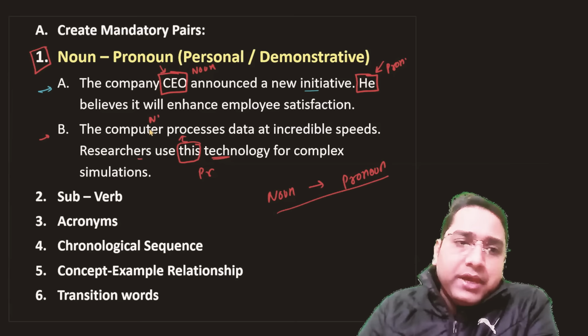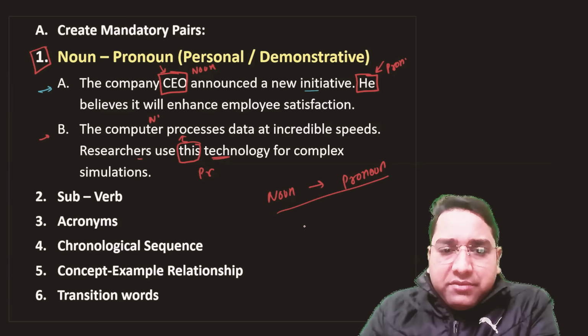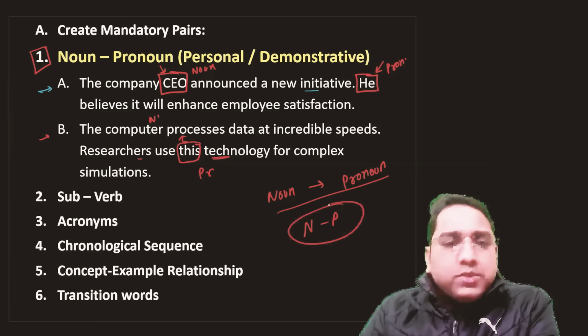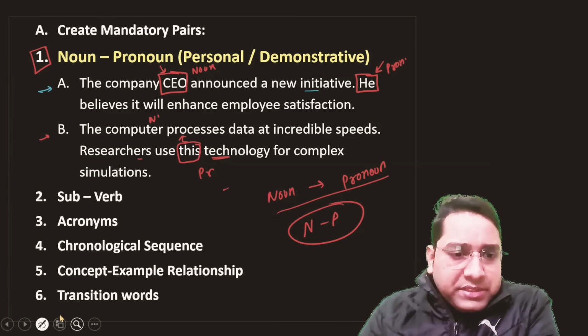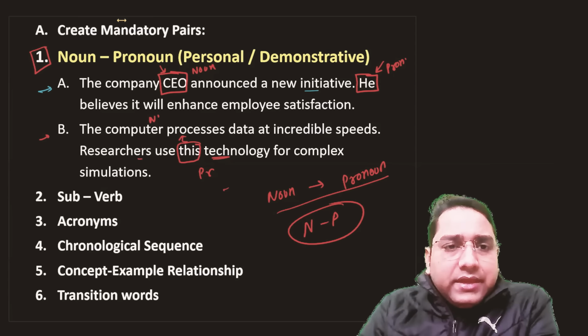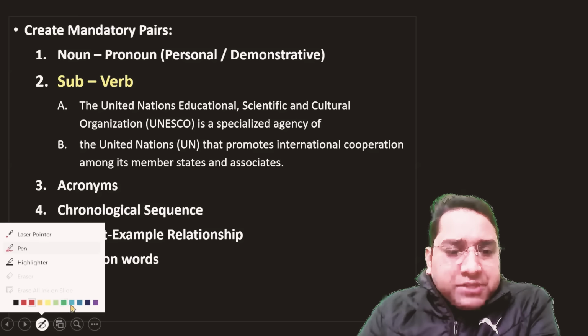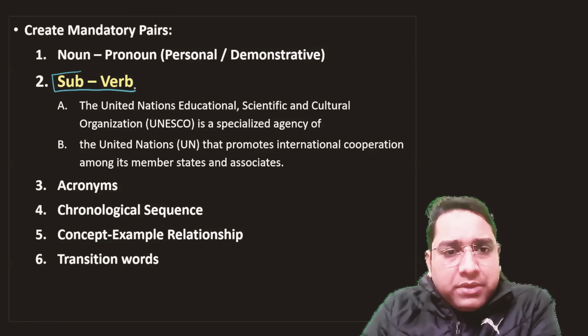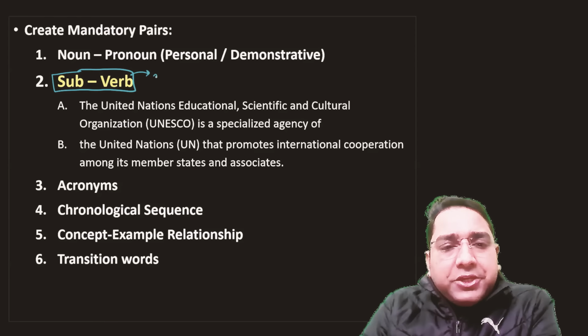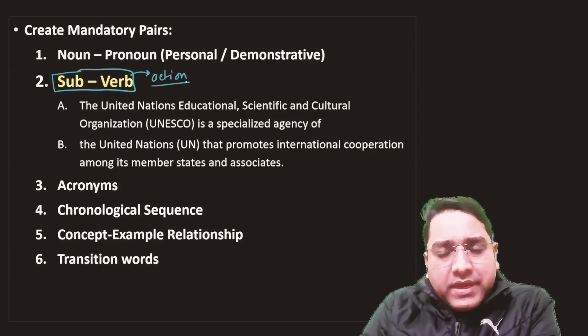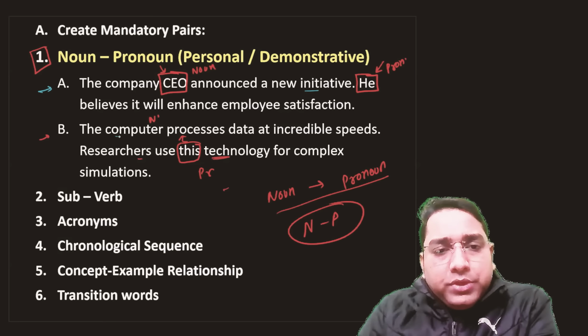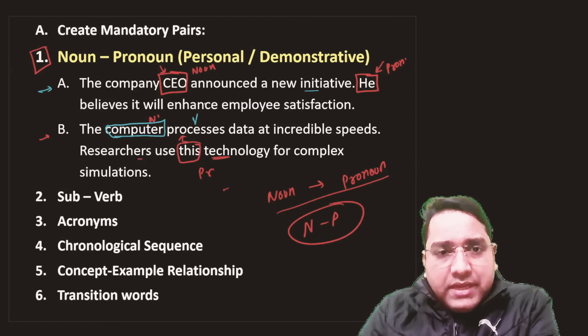First noun, then pronoun. So you will make a pair in this way, first noun and then pronoun. This is one thing. Okay, amazing. Second is, you will see the subject verb relation. Subject means again the person which is talked about, and verb means the action which is performed. Right? For example, in this way, we were talking about the computer and the action was process. Here, the subject was CEO and the verb was announced, the action, correct?